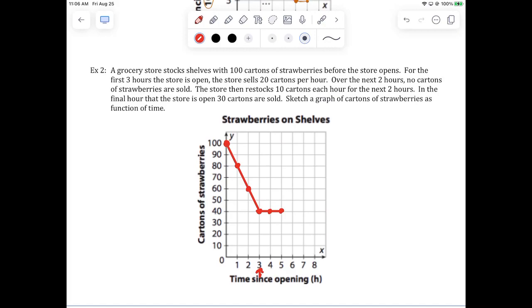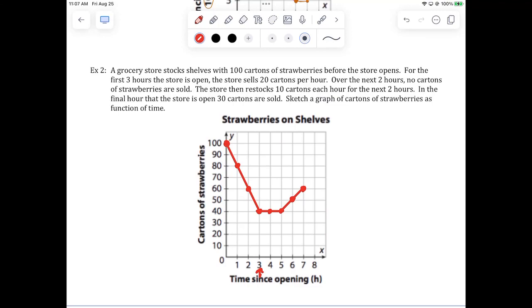So we're going to put more back on the shelves, and the values are only going to go up for the next 2 hours, 10 cartons per hour. So from 5, we're going to go up 10, which is 50, and we're going to go right 1, and then up 10 to 60 and right 1. So we assume nobody is buying strawberries during those 2 hours where we close off the strawberry section. And then we open the strawberry section back up. Surprise, everybody, the strawberry section is now reopened for business.